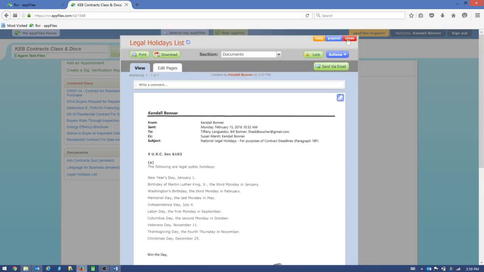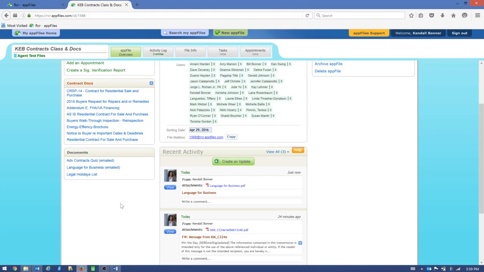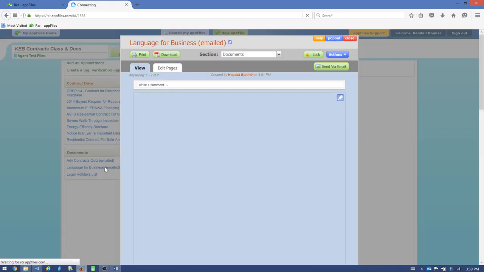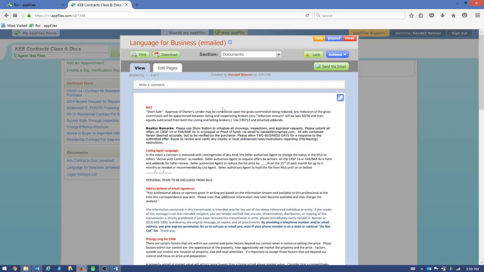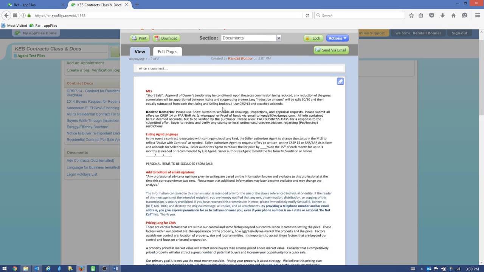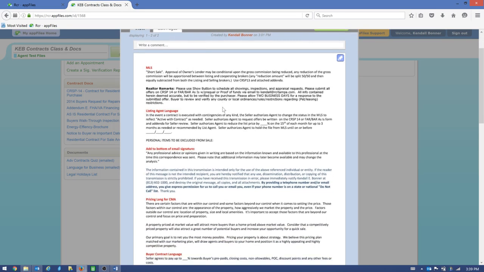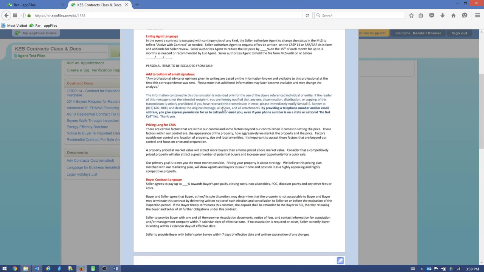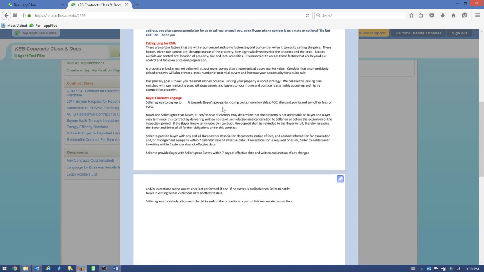Then also I want to point out to you, since we're in here, is language for business. This is that page I'm always emailing out to you guys because it's just got some common language you should use for various contracts and documents that you're using. So down here at the bottom, this is buyer contract language. This is stuff you can throw into that additional terms section.